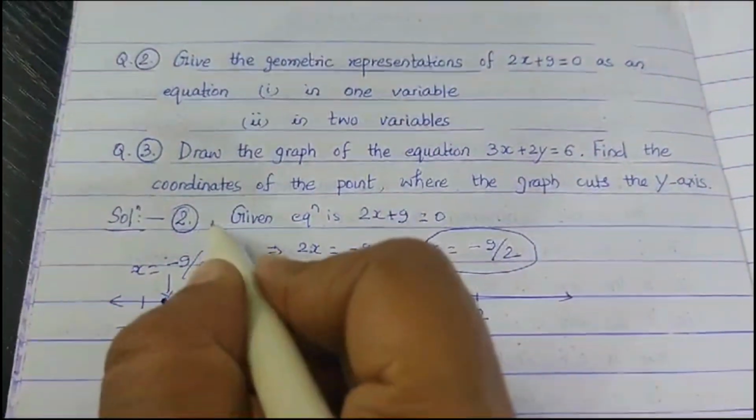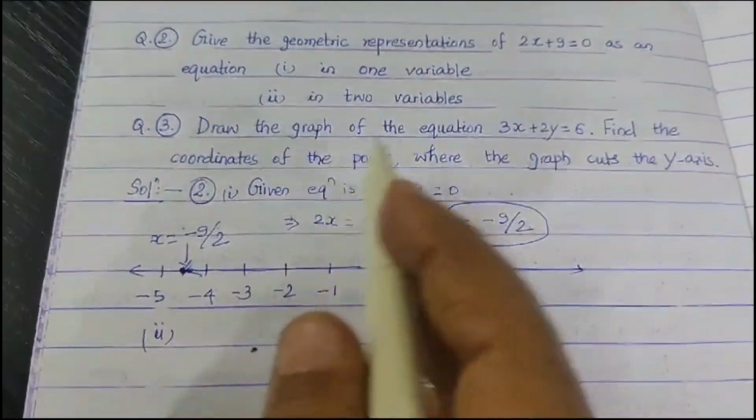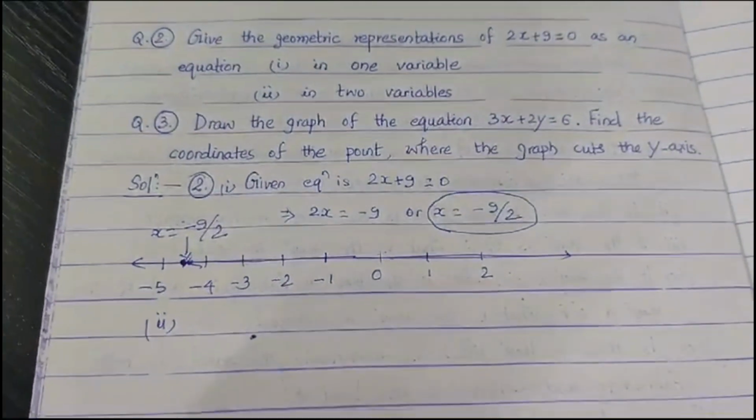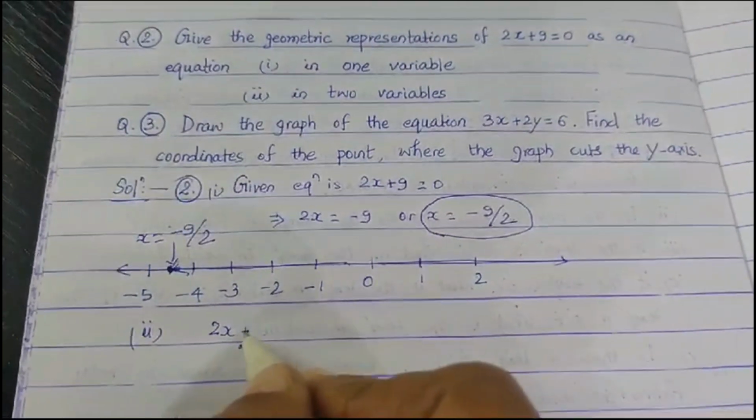Okay. So now let us do the second one, in two variables. We have to show it geometrically in two variables. Now the equation is 2x plus 9 equal to 0.